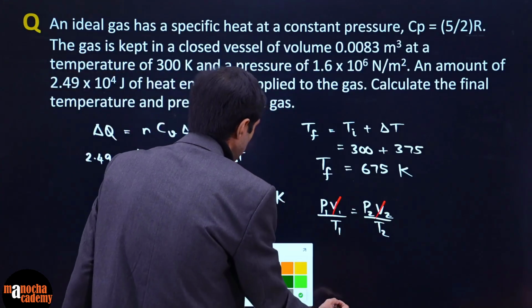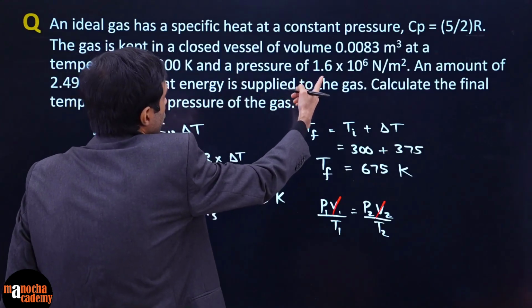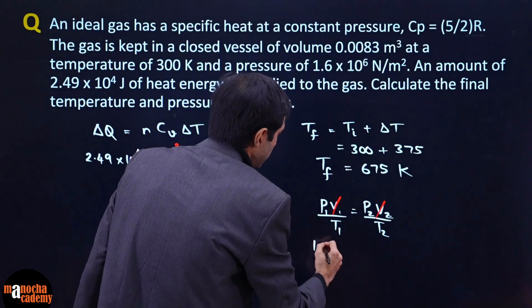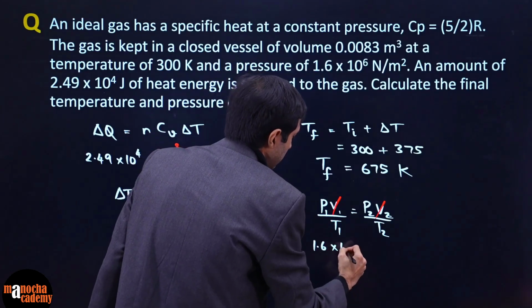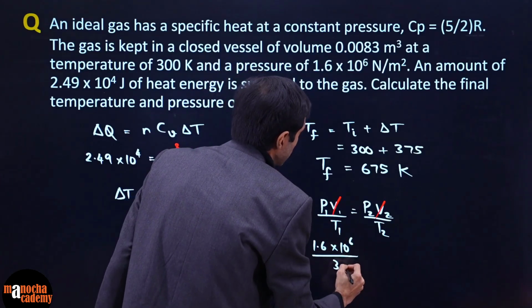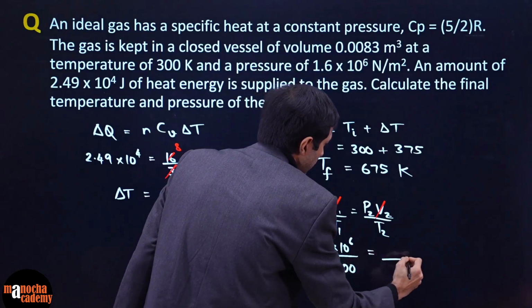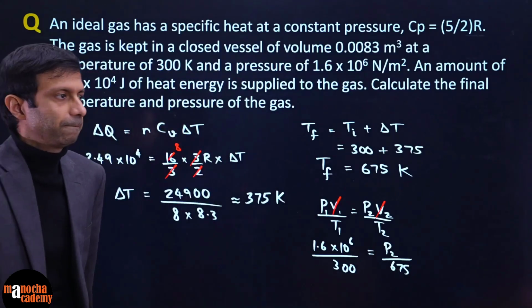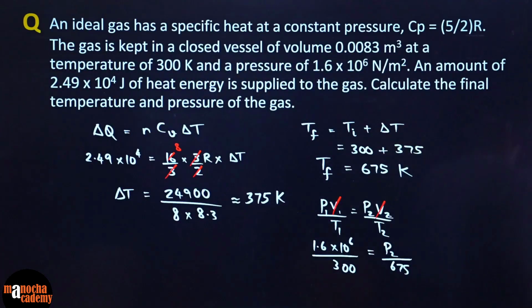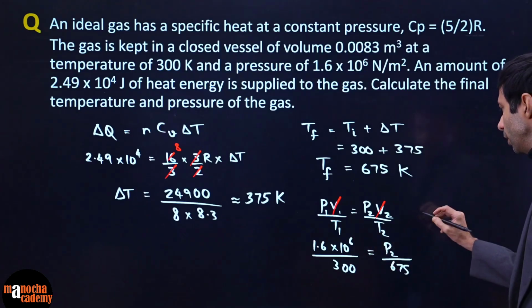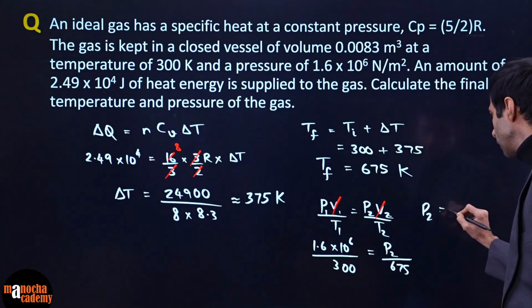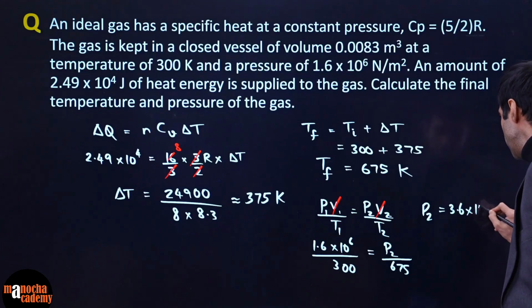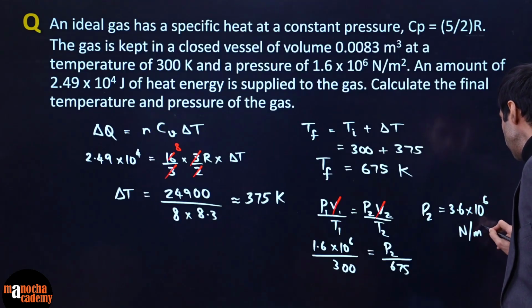And P1 is known to us. P1 is given in the question. This was the original pressure, 1.6 times 10 to the power 6 Pascal. Original temperature given to you was 300 Kelvin. New temperature given is 675. You need to find P2 and you're done. That's it, guys. Calculate it and you're done. So P2 will turn out to be 3.6 times 10 to the power 6 Pascal. So your new pressure will be more, and it will be 3.6 times 10 to the power 6 Newton per meter square.